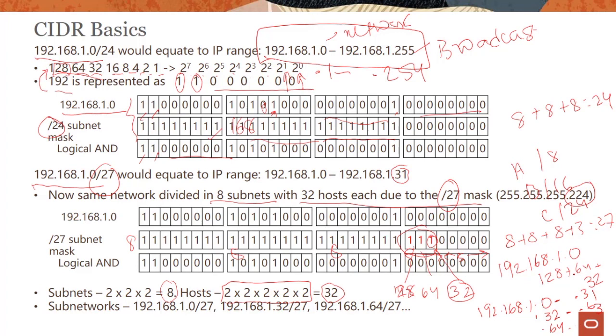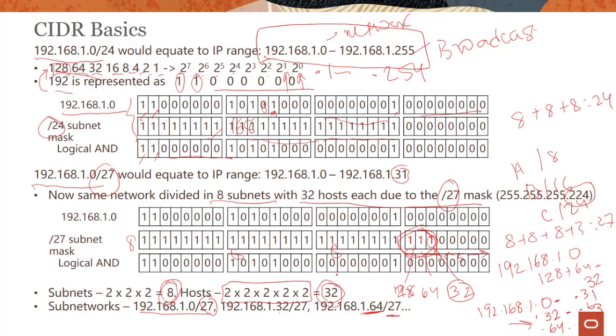Each of these subnetworks has 32 hosts. So as you can see, I took this bigger network, and because of this /27 subnet mask, I have 1.0/27, 1.32/27, 1.64/27, and so on and so forth. So I took that big network and divided it into 8 smaller networks. How did I get 8? I borrowed 3 bits here, so I can have 2 times 2 times 2, 8 subnetworks. 5 bits are for my host. Remember, these are all binary, so I can have 32 hosts.